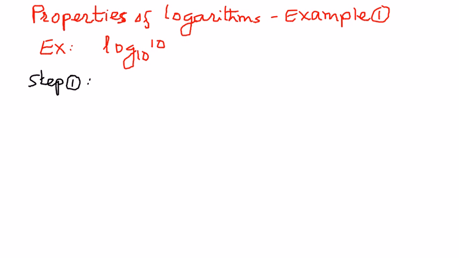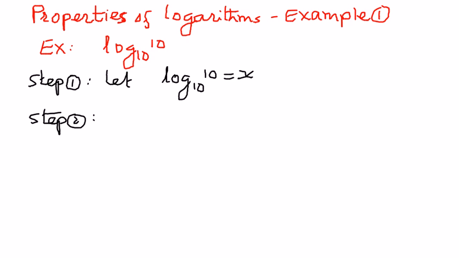Step number 1, we will let the given logarithm, log 10 to the base 10, be equal to x. And then we know there is a relation between logarithms and exponents, and therefore we will express this logarithm as an exponent as follows. 10, the base number, is raised to the power of x, like that. And now on the left hand side we have 10, that means it is 10 to the power of 1.